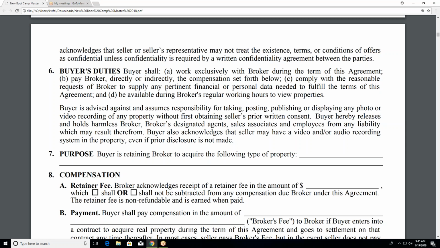So compensation. Okay. The retainer fee. Broker acknowledges receipt of the retainer fee in the amount of, which shall or shall not be subtracted from any compensation due to the broker under this agreement. The retainer fee is non-refundable and is earned when paid. Again, just like the early termination fee, this is your business decision.